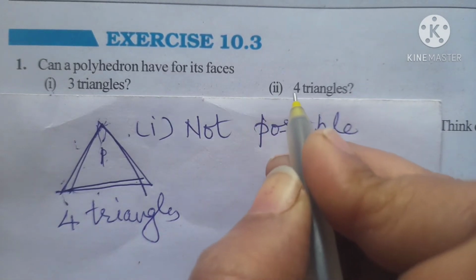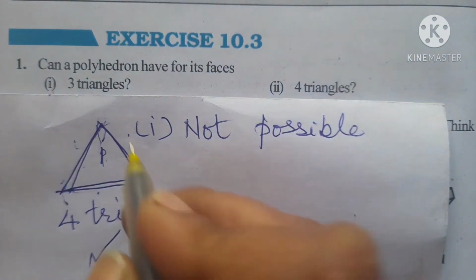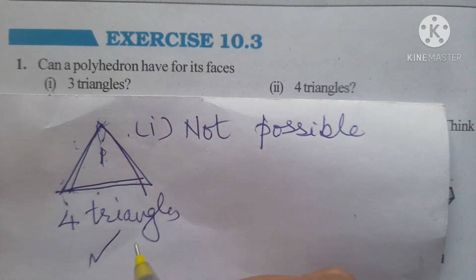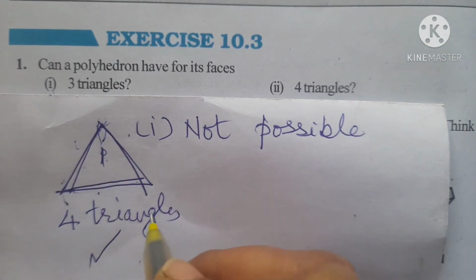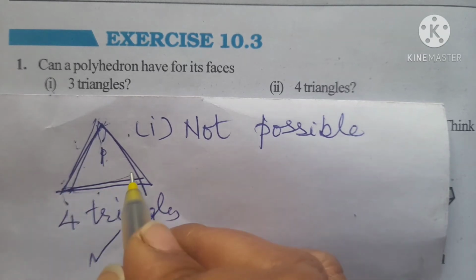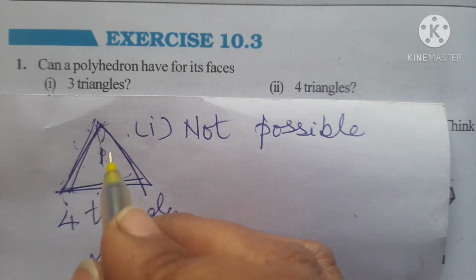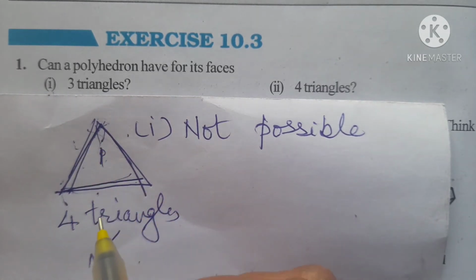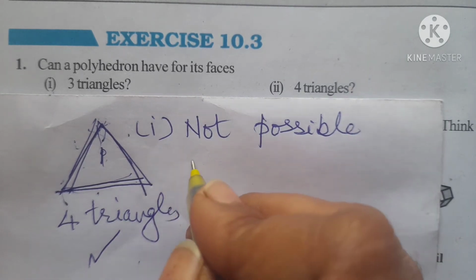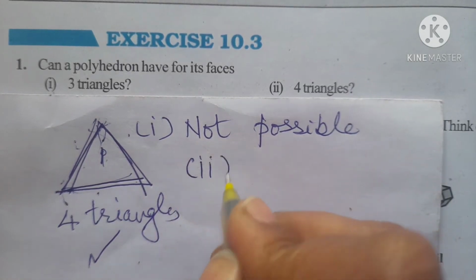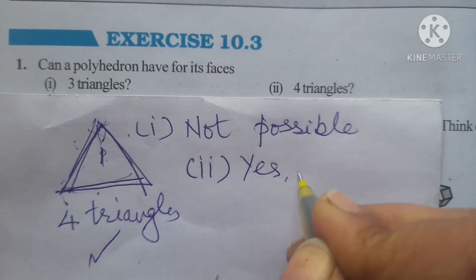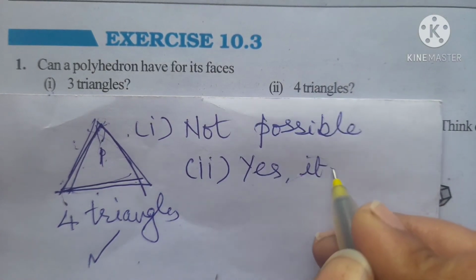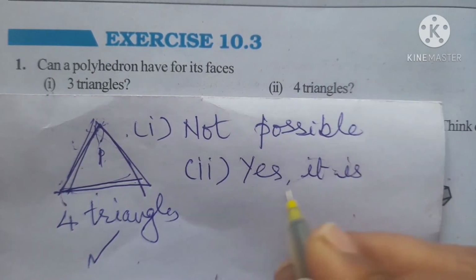Now for the second, 4 triangles. Just now we have discussed that yes, we can have a polyhedron with 4 triangles, 1 at the base and 3 at the edges. And all the edges will meet at a vertex. So it will become a pyramid, a triangular pyramid. So yes, 4 triangles, it is possible. And what will it become? It will become a triangular pyramid.